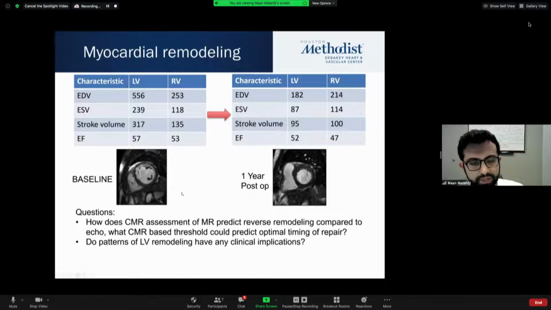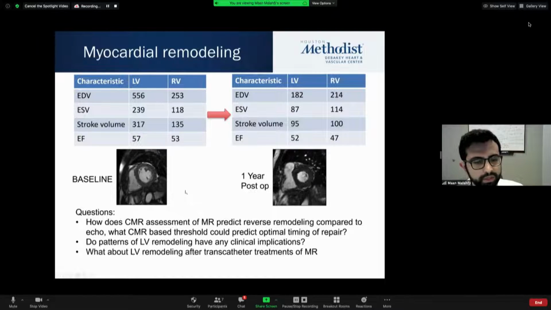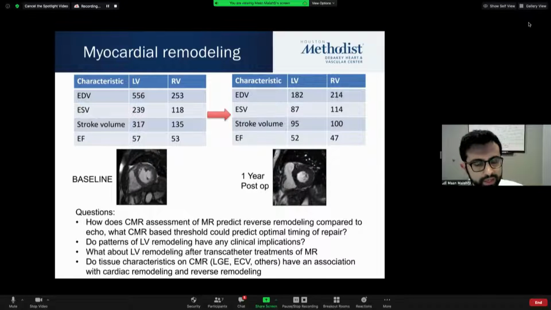And do these patterns have any implication in terms of clinical outcomes? What about patients after they get transcatheter treatments for MR? What about whether it's primary or secondary? And then the tissue characteristics and other features that we observe and perform on MRIs, do these have any association with remodeling and reverse remodeling? So a lot of work to be done in this space.